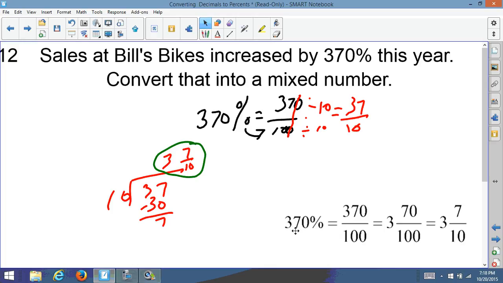So I changed 370% into 300 over 70 divided by 10. And that gave me 37 over 10. Or I could have just taken off the 3 and just left the 70 because it was more than 100%. That would have been 70 hundredths. Then divide by 10, and that would have given me 3 and 7/10 again. So there were a couple of ways around this. So this was a pretty good question.